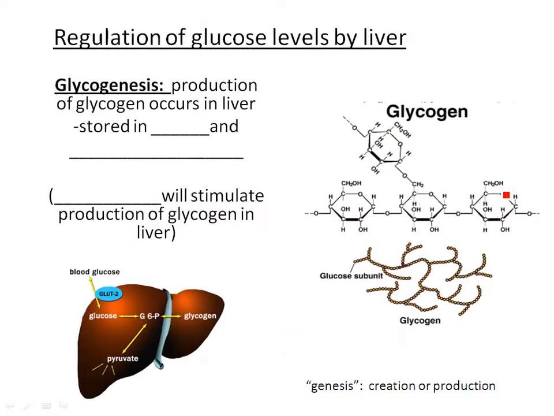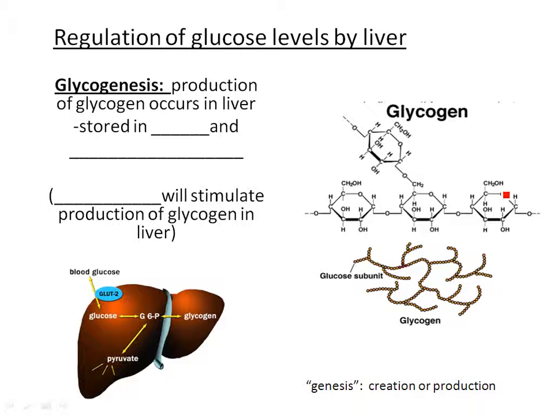Now, another important function of the liver is to help us regulate our glucose levels. You may remember back in the endocrine system, we talked about insulin, about how insulin tells the cells to take in glucose that is in the blood. That's a huge function of insulin. But the liver is also playing a huge role in this regulation as well.